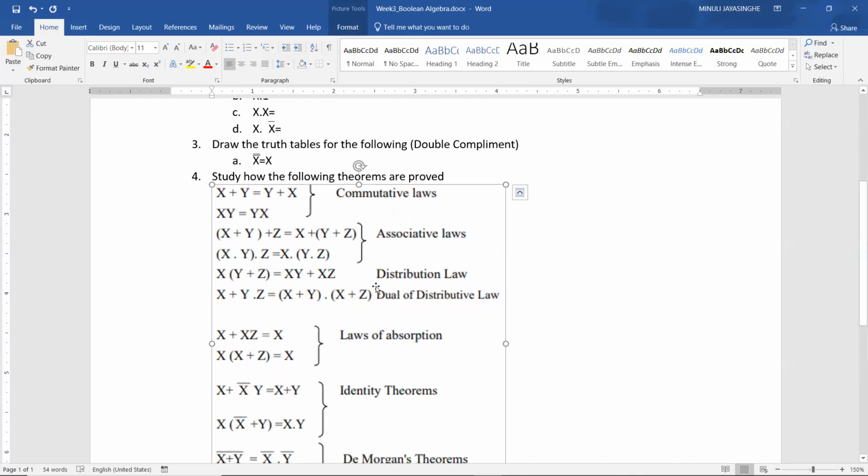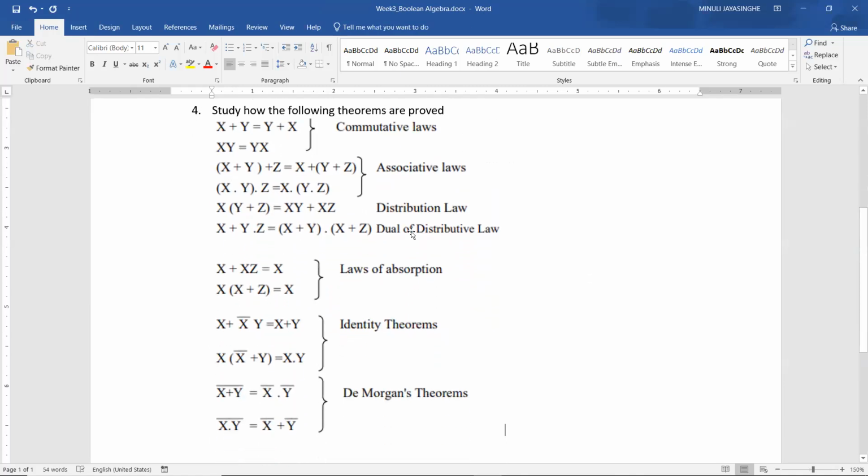You don't have to write anything for this one, right? You will have to study that, okay? Because you need extra time to prove all these laws.